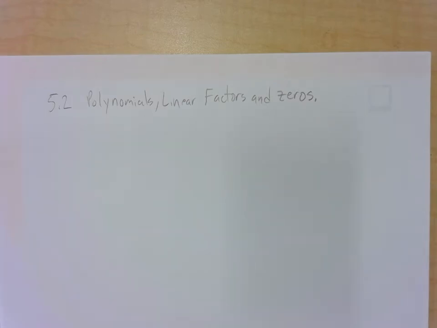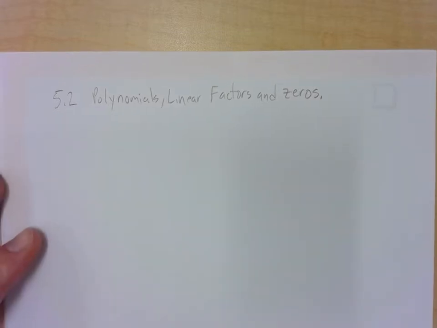Section 5.2 is called Polynomials, Linear Factors, and Zeros. The basic concept here is to be able to switch between factored form and standard form. Standard form switching to factored form switching to standard form. So we did this in the last chapter where we had quadratics.